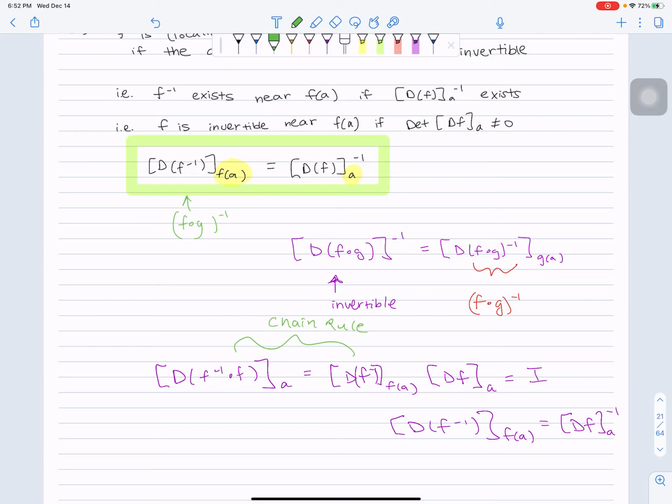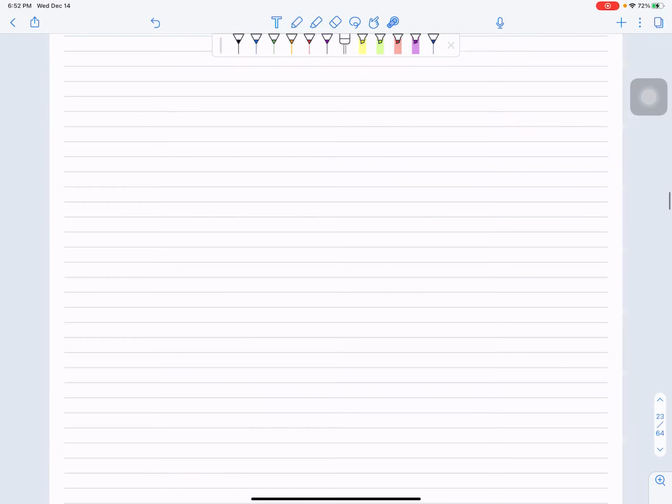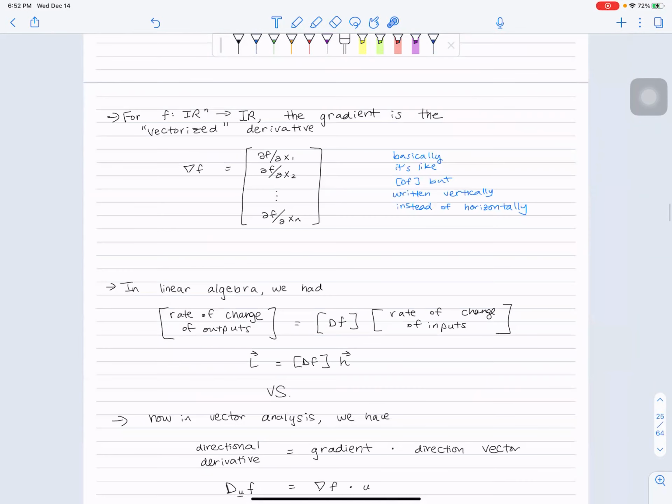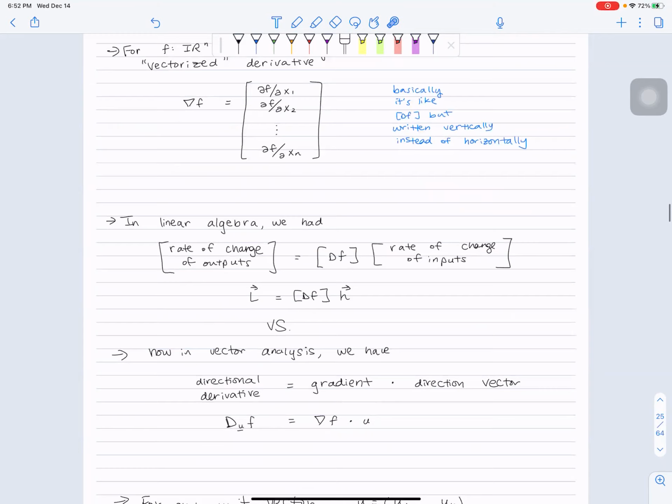All right, let's move on to gradients. You can only take a gradient if you have one output. If you have multiple outputs, then you should use the derivative matrix, not the gradient. So what does the gradient have?